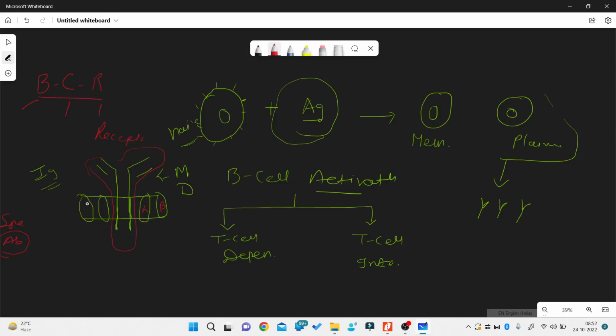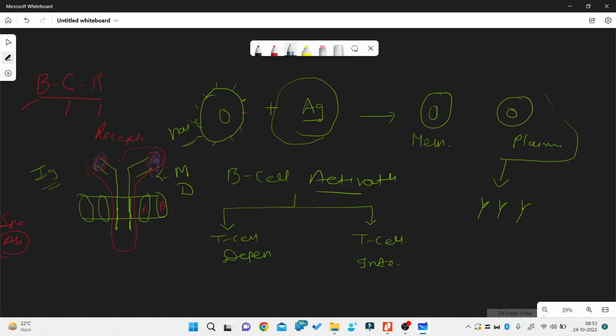And numbers of B cell receptors are present, so see 1, 2, 3, 4, 5, like this, no? Numbers of B cell receptors are already there on the B cells. And the position of this antibody is like this, no? So this antigen binding site is away from the cell. It's open at outside, so any of the antigen will be able to bind here.